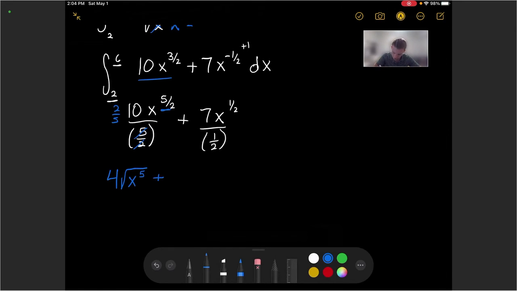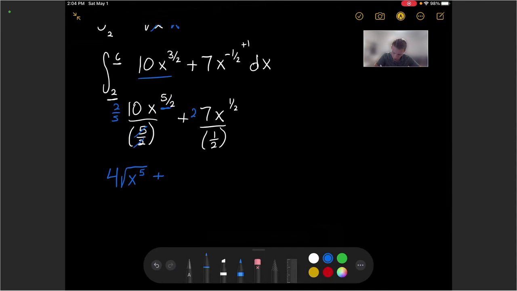Plus, if I flip and multiply my 1/2, 2 over 1, I can say that this is now 14 square root of x, with that 1/2 power. And now we're going to be ready to evaluate this at 6 and 2. So let's just put these where they belong. We're going to evaluate f of 6 minus f of 2, per the fundamental theorem of calculus. Evaluate my antiderivative at b and at a.